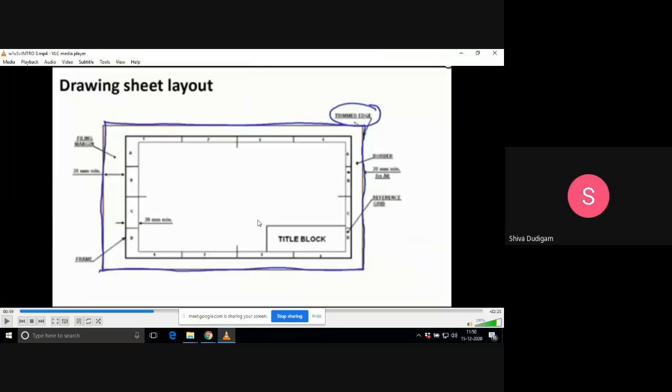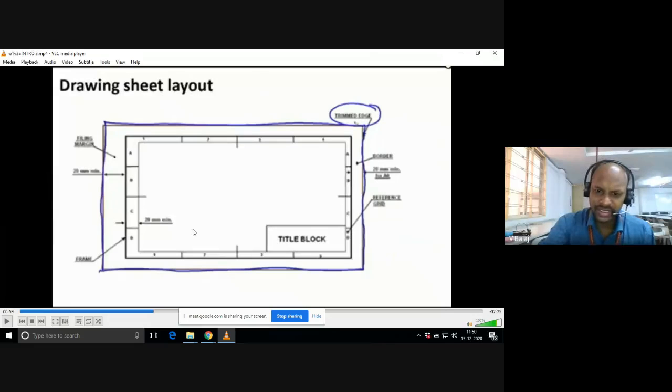Okay. Now you may have so many questions. Why these 1, 2, 3, 4s, A, B, C, Ds? What are these borders? Why these borders? Maybe this drawing sheet layout is prepared by standard organizations like ASME or our Bureau of Indian Standards. There is a purpose. We are not interested in all those things, but however, I will show you.